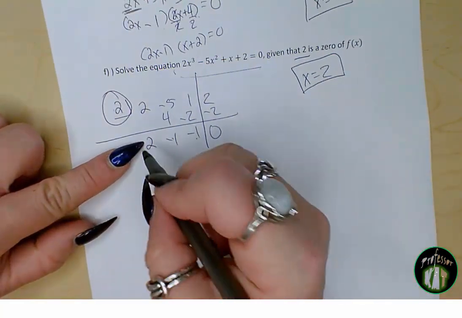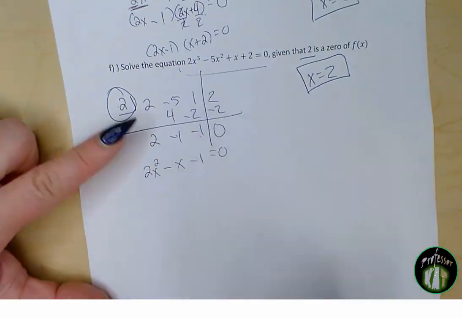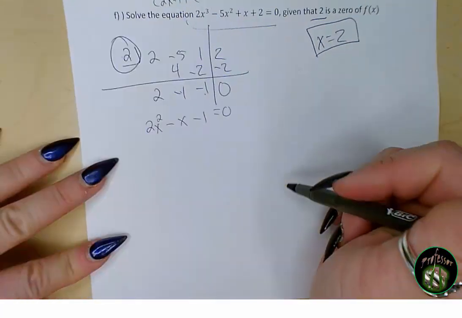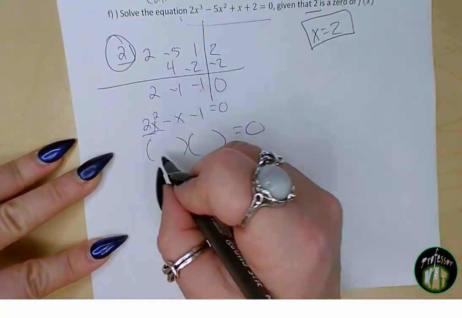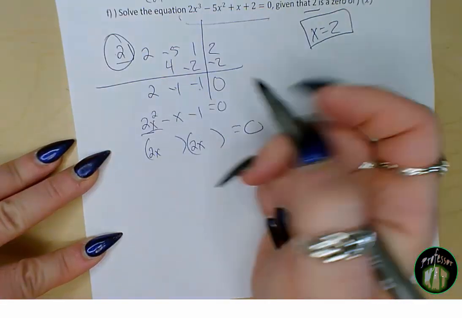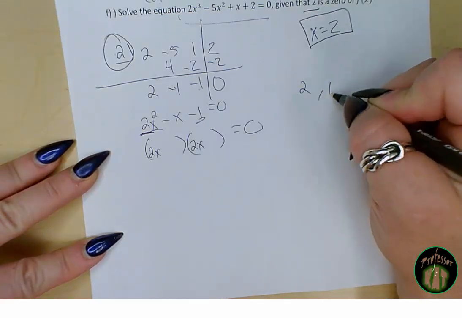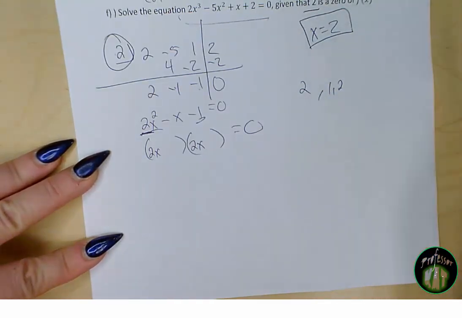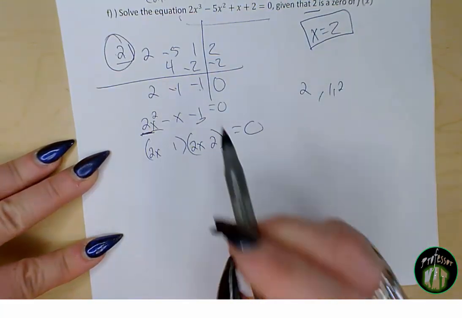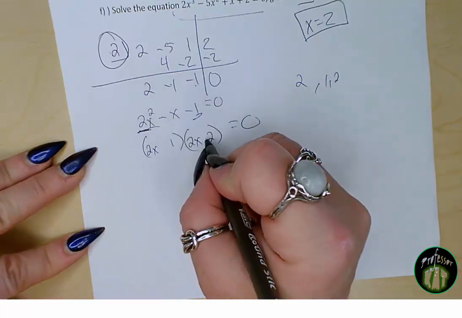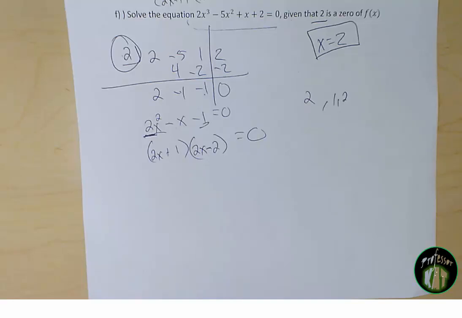Our coefficients give us our quadratic, 2x squared minus x minus 1 is equal to 0. So let's see if this one factors here. Repeat the first term twice: 2x, 2x. First number times last number, 2 times 1 is a 2. The only factors of 2 are a 1 and a 2, and they do subtract to get a 1 here. So I'm going to put in the 1 and the 2. We have to have different signs. The minus needs to go with the 2, and the plus needs to go with the 1 here.